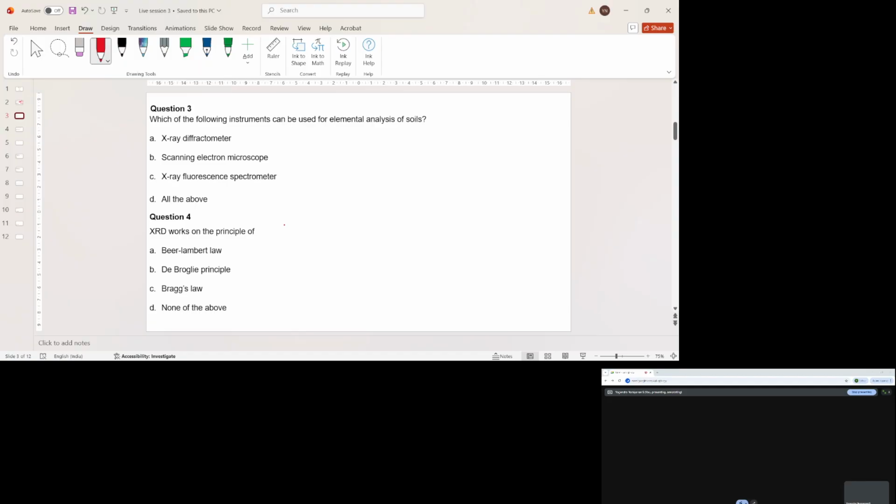Which of the following instruments can be used for elemental analysis of soil? Option A, X-ray diffractometer. Option B, scanning electron microscope. Option C, X-ray fluorescence spectrometer. Option D, all of the above. So to understand this, we should see the application of each one of them.